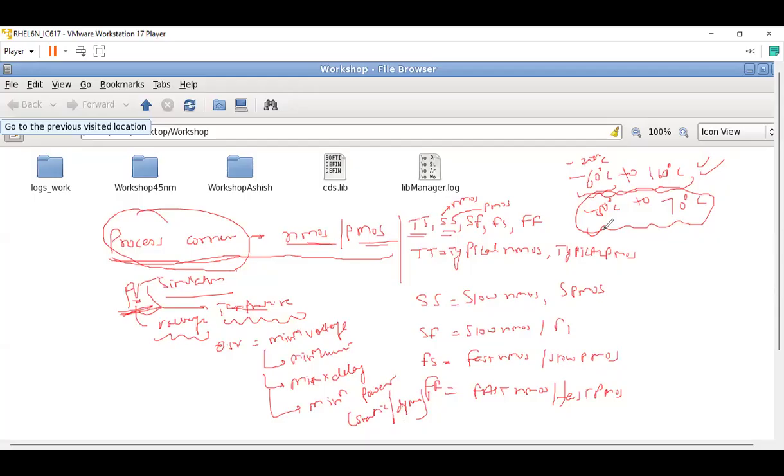Now we have seen the voltage variation, from minimum voltage implemented to maximum voltage. We have seen the temperature variation. So PVT variation. This variation, TT, SS, SF, FF, these are called process corner variations.